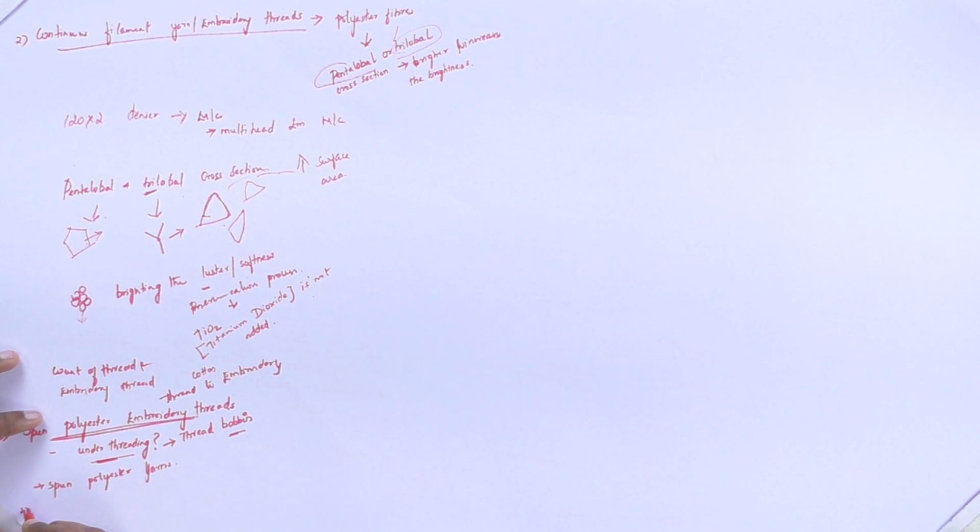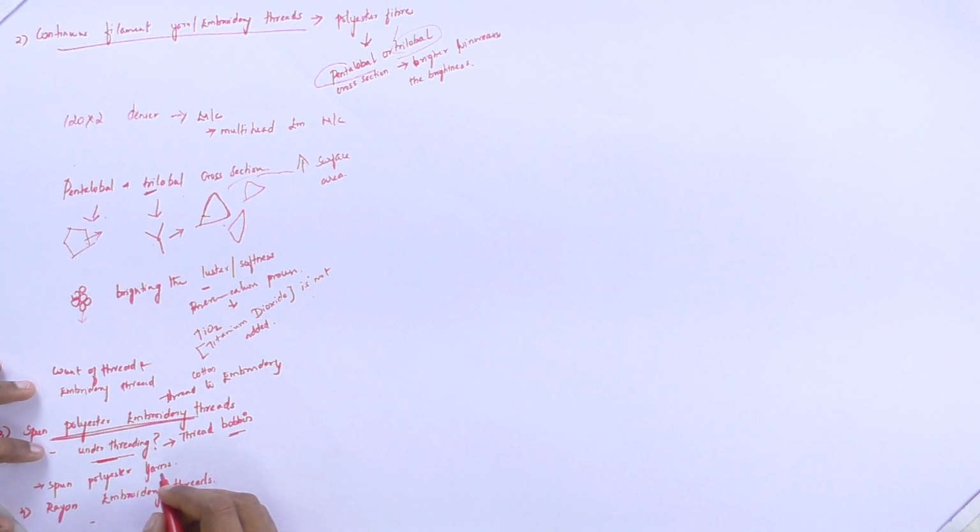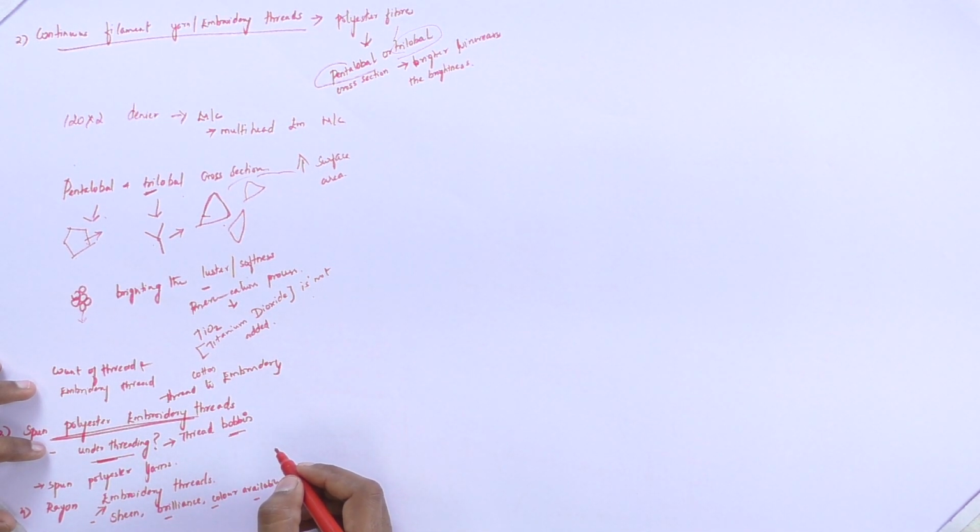And coming to the next one, we have rayon embroidery threads. These rayon embroidery threads are the most preferred embroidery threads because of their shine, brilliance, and color availability, all considered the foremost things needed for an embroidery thread. So embroidery threads made of rayon are most preferred for both hand and machine embroidery.